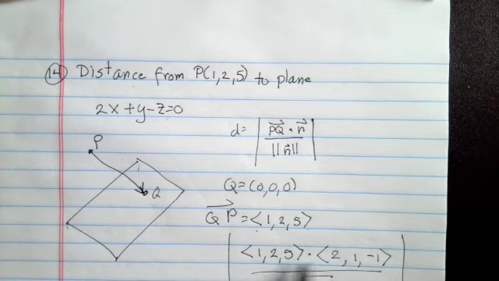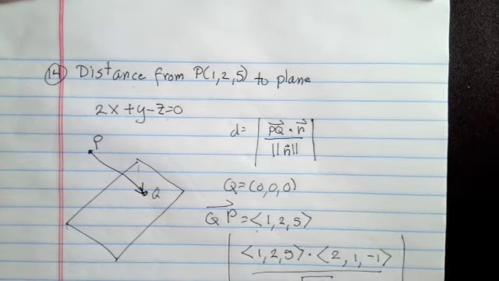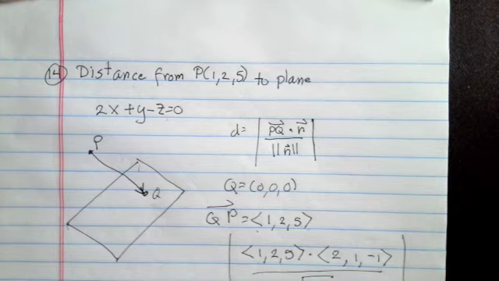Alright, so what are we going to get? Looks like we're going to get 2 and 2 minus 5, I think it's negative 1 over root 6, but we're going to take the absolute value, and so that's going to be positive 1 over root 6 for the distance.